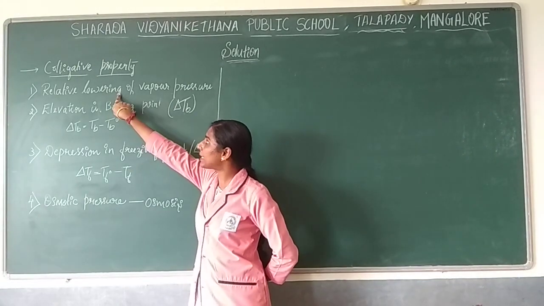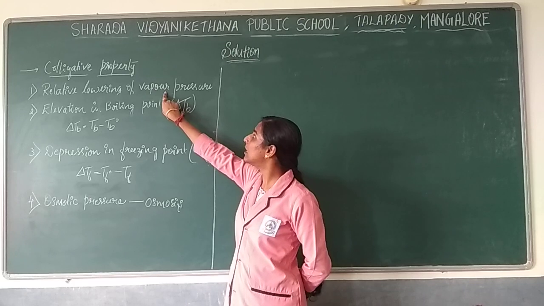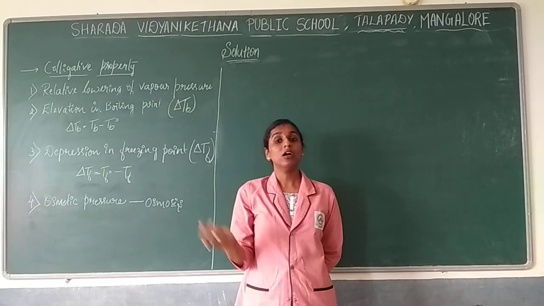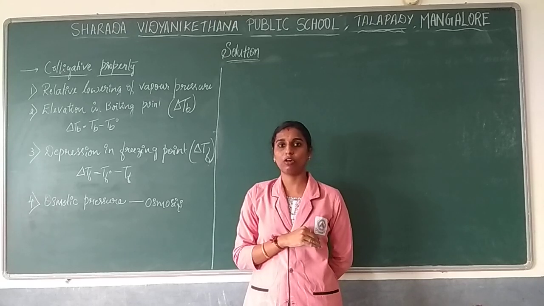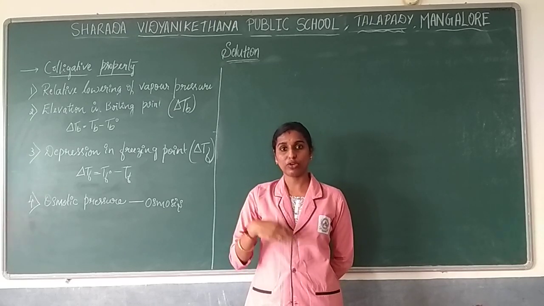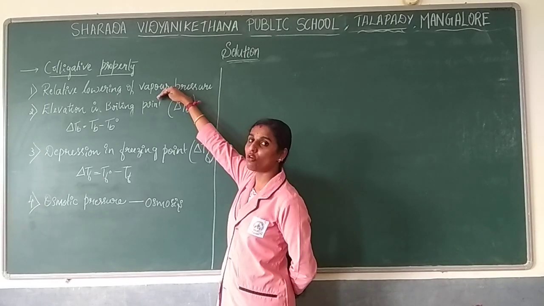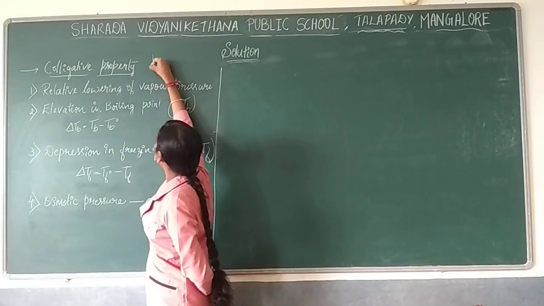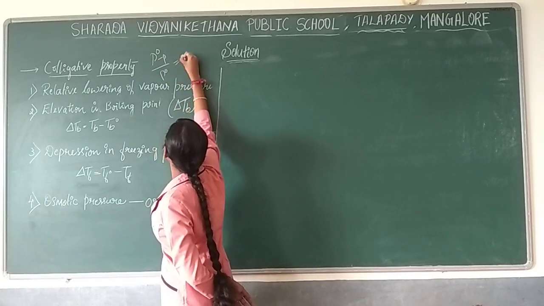The first property is the relative lowering of vapor pressure. When you add solute to the pure solvent, the vapor pressure decreases. Here we have considered the relative lowering of vapor pressure, which goes with the formula (P naught minus P) by P naught is equal to X2.